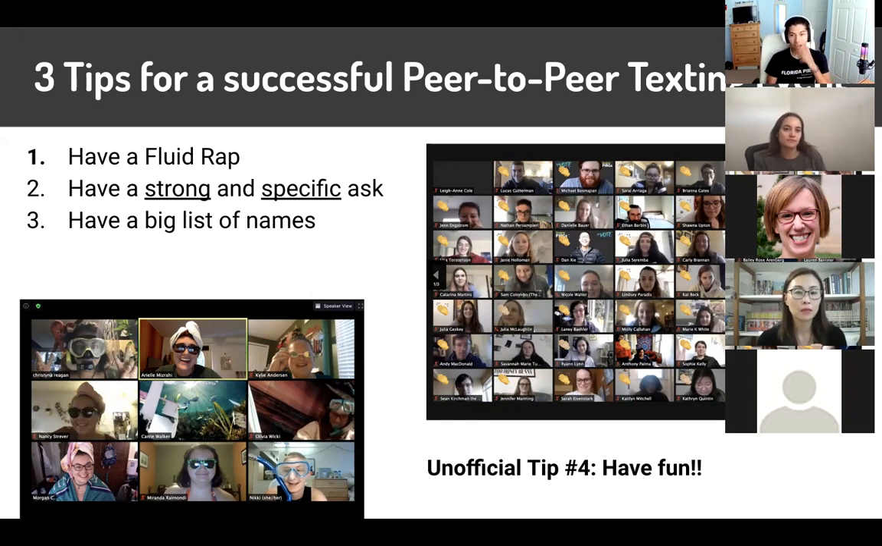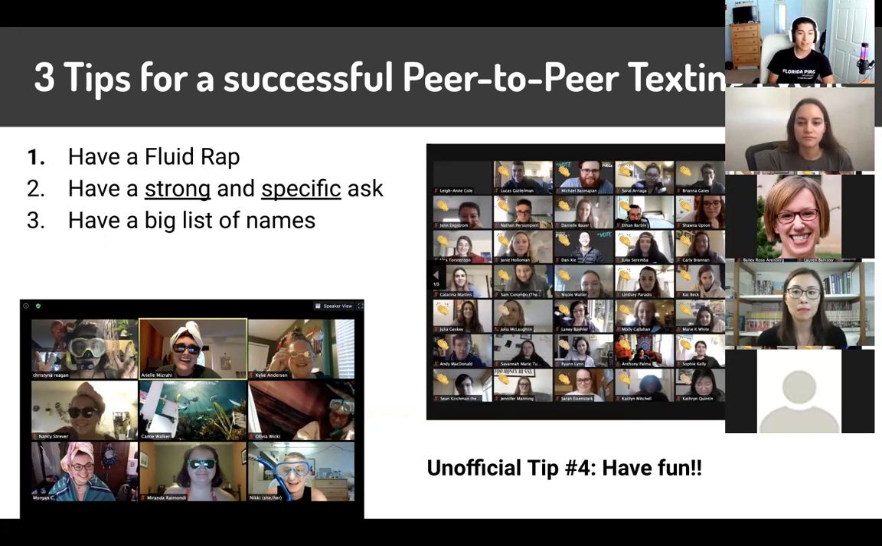Having a fluid wrap also allows you to convey a sense of urgency around what you're doing. When you're texting people that you already know, you can use language that you use on a regular basis day to day with your friends and family. So that not only are you having a nice conversation about voting, but you're also conveying the importance of what it is that you're doing.